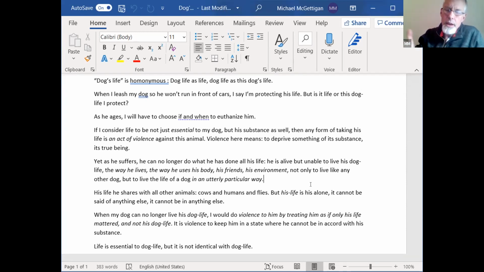And so with the help of the distinctions that Aristotle gives, we can see that I would be treating my dog merely as a kind of abstraction, as having general life, and that would be a substance, and so therefore I should keep him alive at all costs, because otherwise I'd be doing violence to him. But if I see that it's dog life that I'm trying to protect and not just life that he has in common with all animals, then the basis of my evaluation of when I'm causing needless suffering changes.